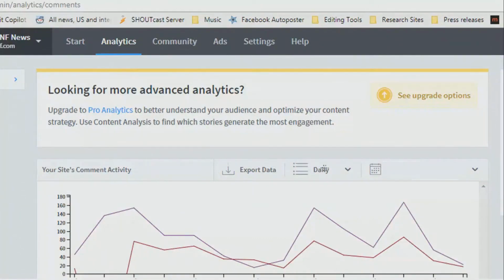Here you can see the daily number of comments that this blog is receiving, and on some of the days it's approaching 180, nearly 200 comments a day. That's a pretty good outcome. And the reason that I'm using Disqus instead of the default commenting system by WordPress is because this one gives me awesome analytics. So I can clearly see what's going on with my website.